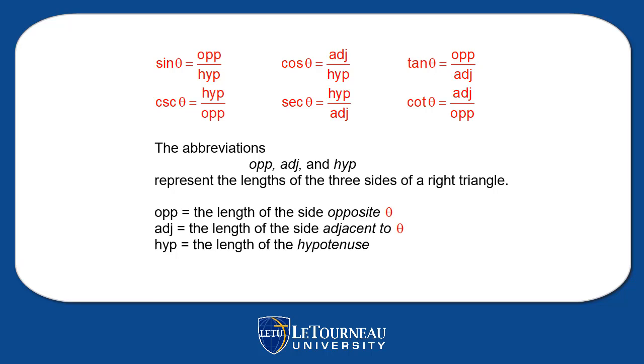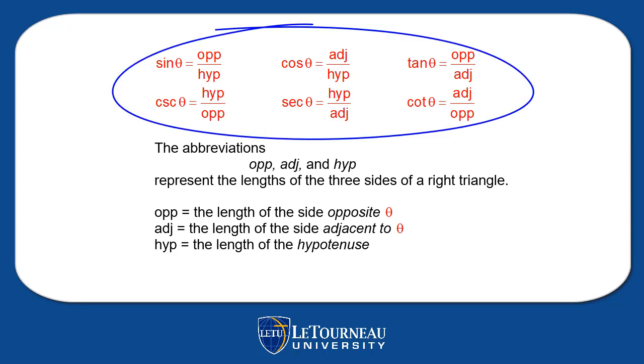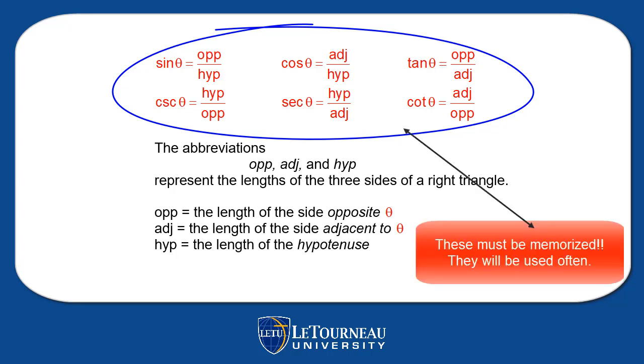So we have the sine of theta equal to the opposite over the hypotenuse, cosine adjacent over hypotenuse, tangent opposite over adjacent, and notice in the second row we have the reciprocals. The abbreviations OPP, ADJ, and HYP represent the lengths of the three sides of the right triangle. These have to be memorized, just like the circular functions were memorized.